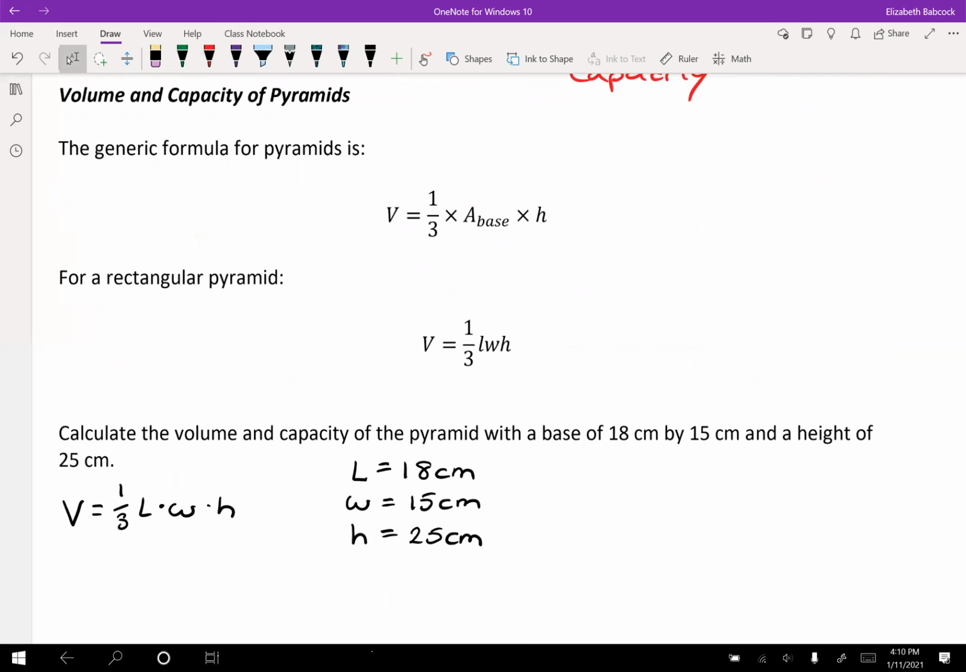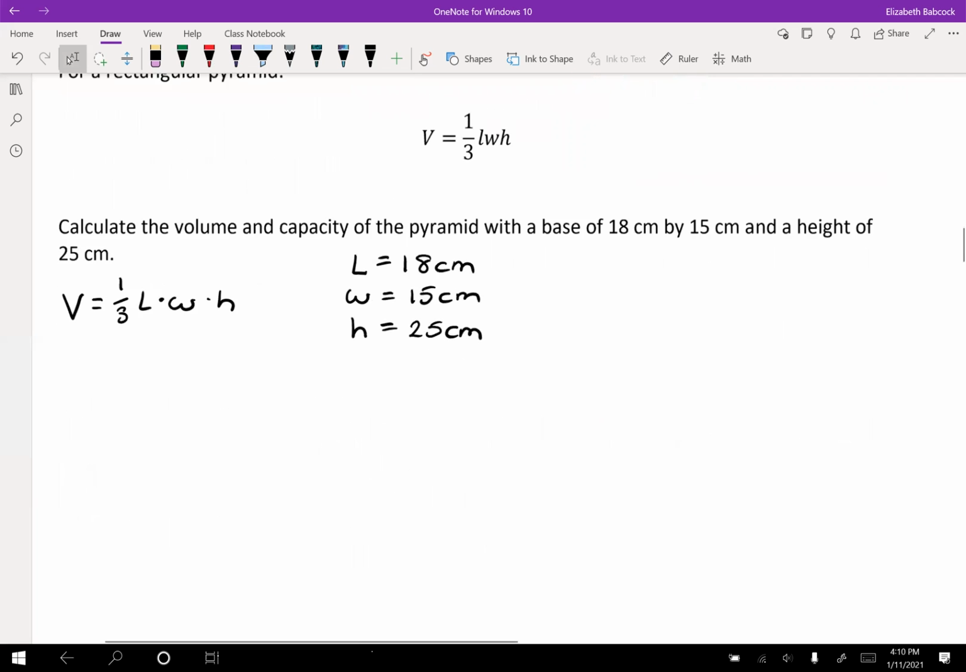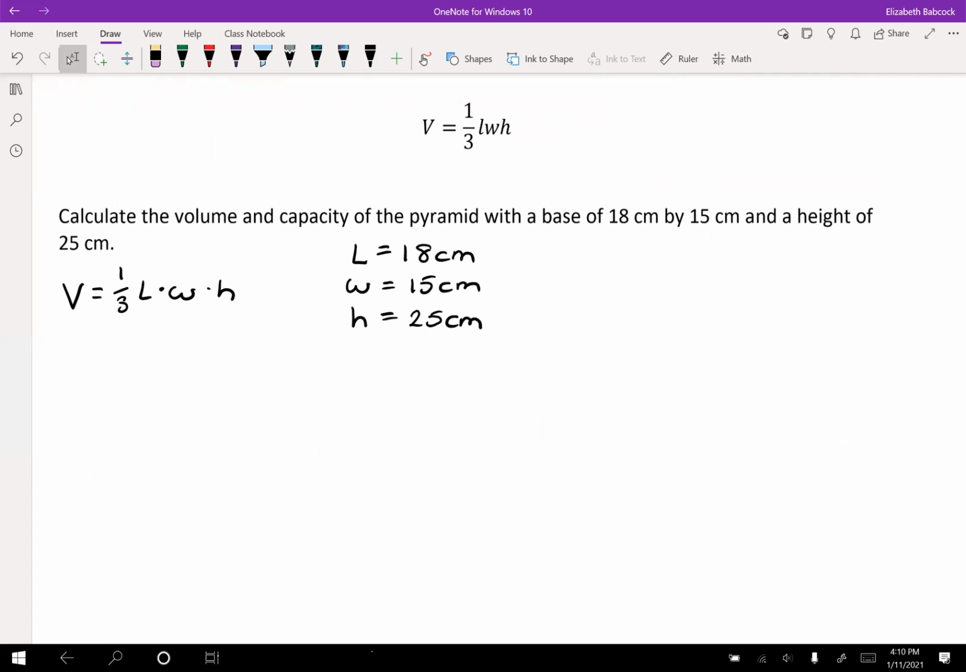So the generic formula for pyramids is 1 over 3, or 1 divided by 3, times the area of the base. So it depends on what the shape of the base is, times the height. So when you're dealing with a rectangular pyramid, your volume is equal to 1/3 of the length times width times height. So let's do a couple examples with those. Calculate the volume and capacity of a pyramid with a base that's 18 by 15 and a height of 25. So 18, 15, 25.